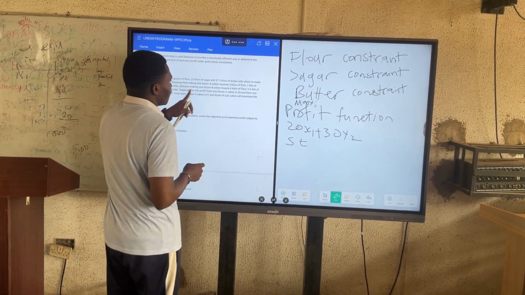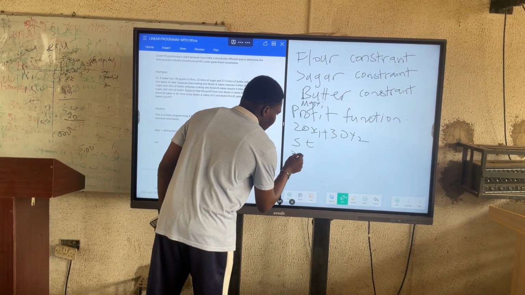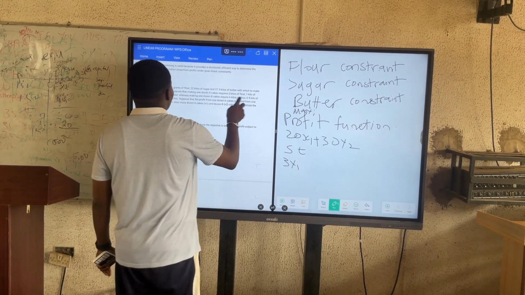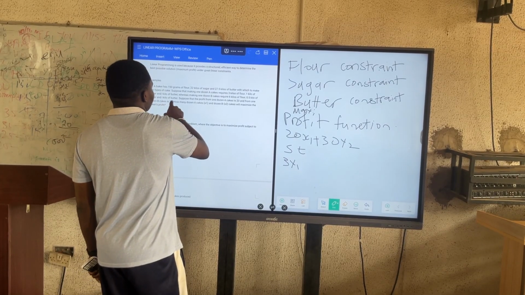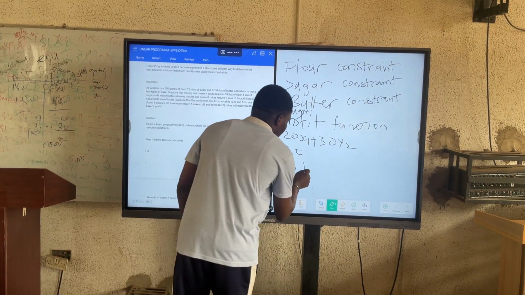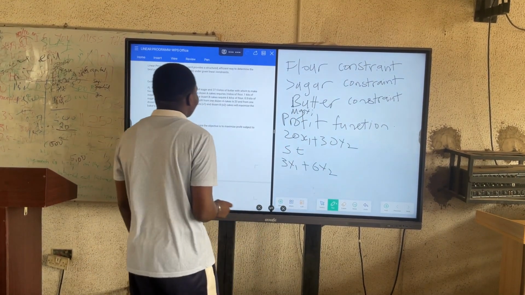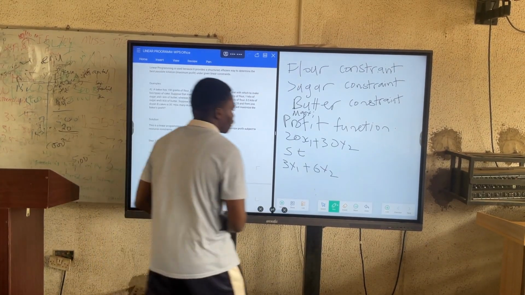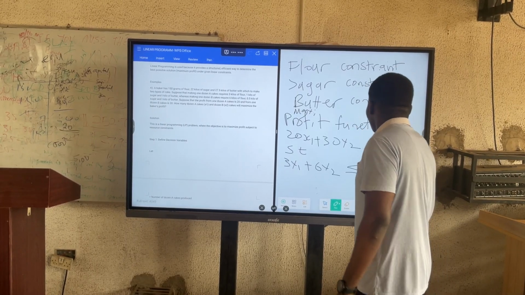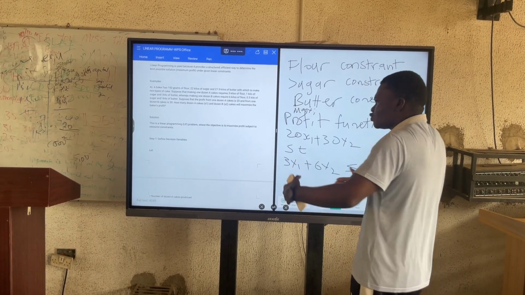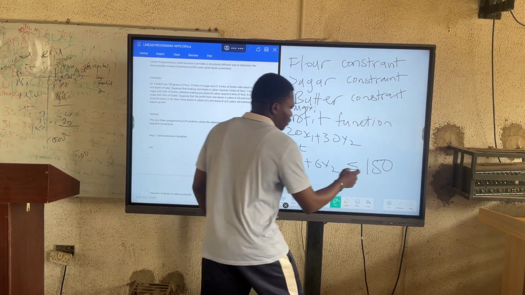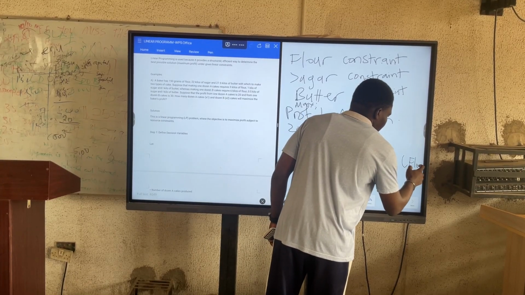How much flour does an A cake have? 3. So we have 3x1. How much flour does a B cake have? That is 6, plus 6x2. And what is the maximum? 150 kilograms of flour, because that's what they have. So it is less than or equal to 150, because you're maximizing towards 150. You're not making it more than 150. So this is the flour constraint.